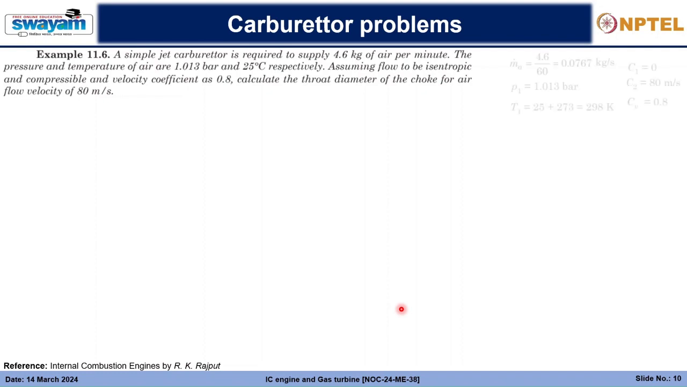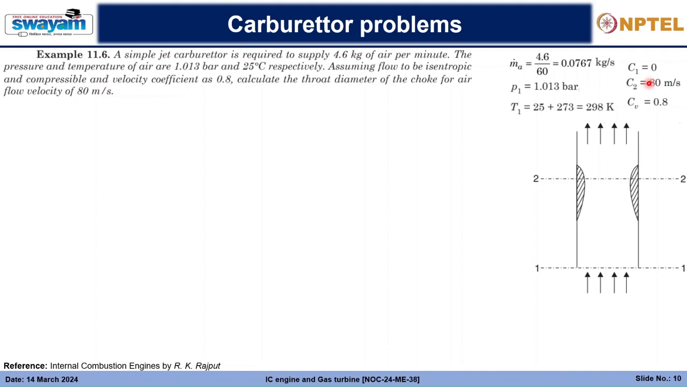Let us try to solve the question. We are given the following values: the mass flow rate of air, the initial pressure, the initial temperature, and the coefficient of discharge, which is 0.8. The final velocity is 80 meters per second, and we assume the initial velocity to be 0 because it is comparatively very low. Next, this is the diagram, and we need to calculate the throat diameter of the choke, right?